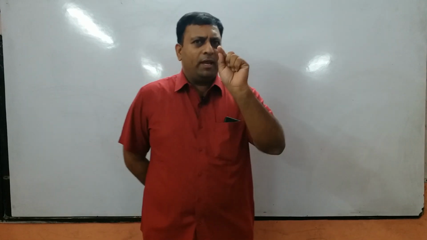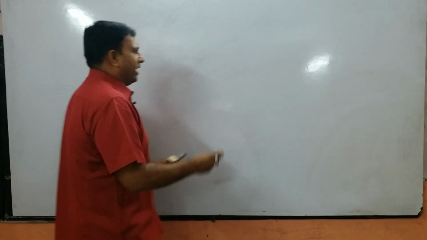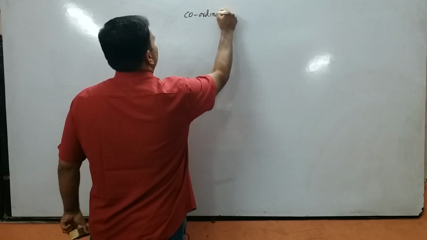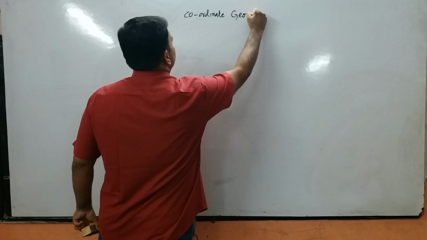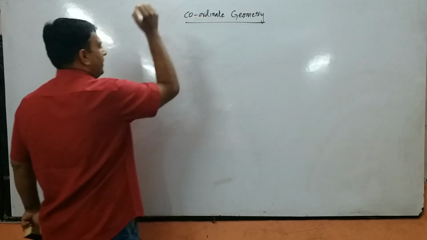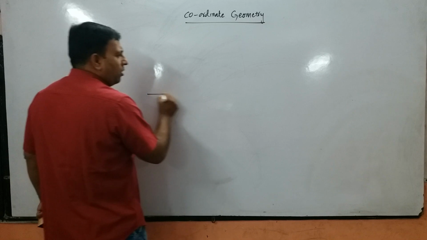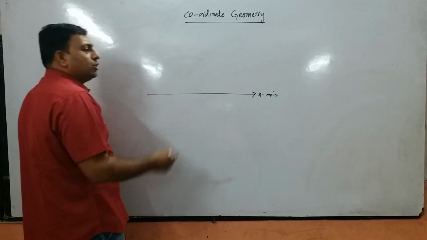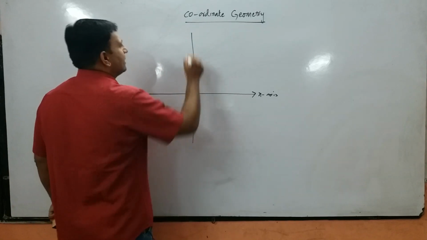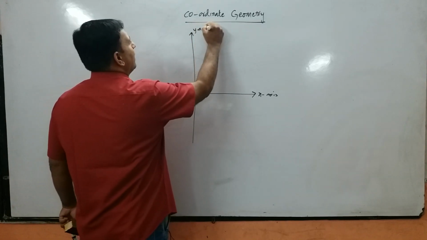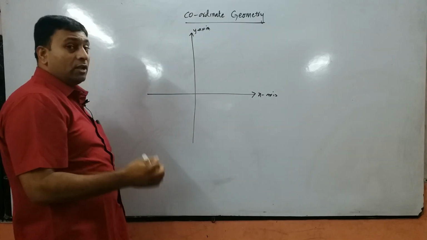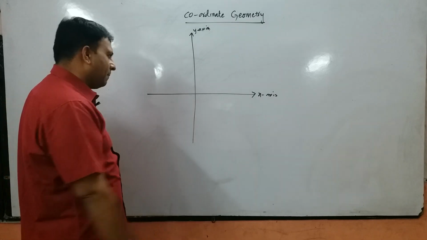Before I go to the formulae, let me just give you the basics of the coordinate system. Alright, so coordinate geometry. Now, we all know that x-axis divides the plane in two equal parts. Y-axis divides the plane in two equal parts, and together x-axis and y-axis divide the plane in four equal parts.